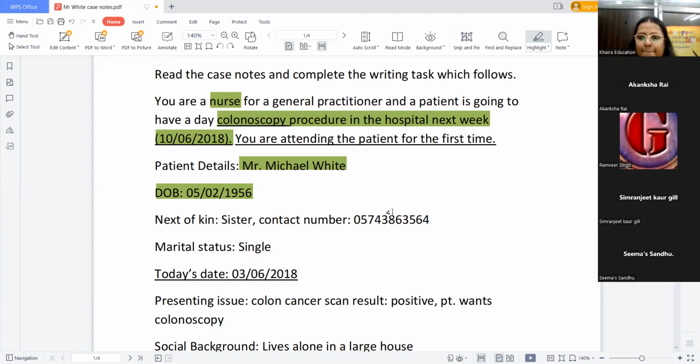Ma'am, next of kin might be semi-relevant, because in case the procedure is going on and some complication arises, she will be the one taking the decisions. So it might be relevant, but the marital status is not relevant. Will the patient have a life and death situation during the colonoscopy?